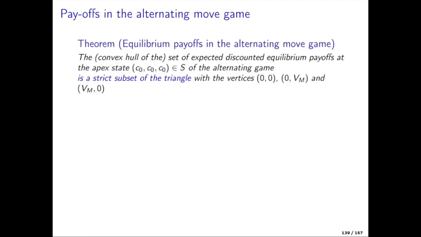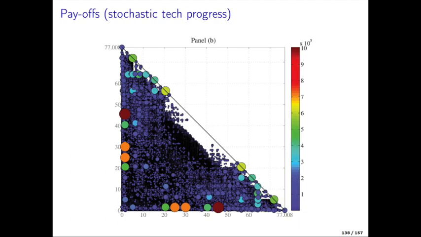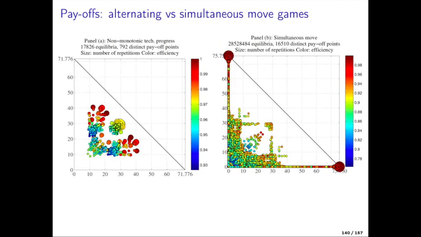Now in the alternating move game, the convex hull of the expected discounted equilibrium payoffs at the apex is a strict subset of the triangle that you get from the simultaneous move game. And you can see here, here's an example. Here we have the simultaneous move game, and how many do we have? 28 million different equilibria. I'm getting blind. So this is like thousands. You've got 28 million equilibria.